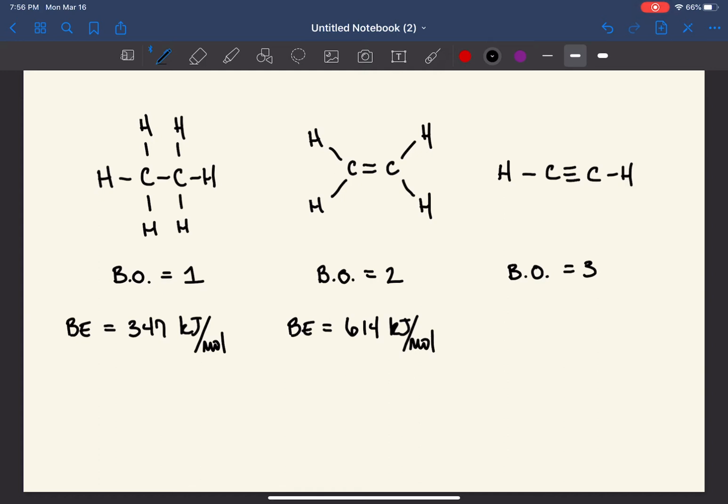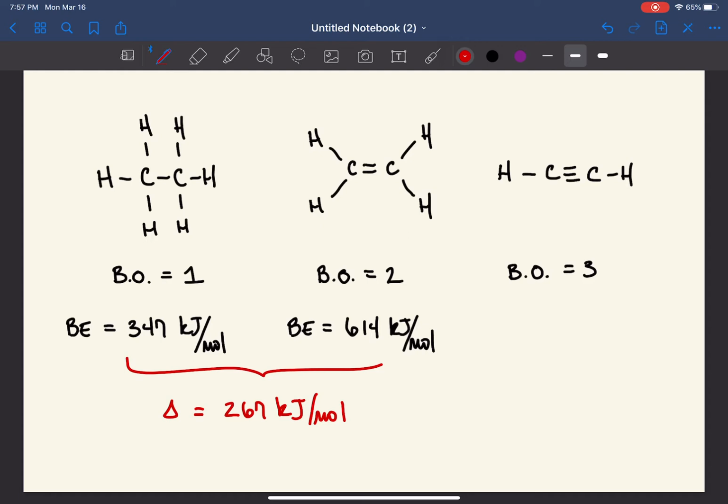Okay, so it's important to note that the double bond, something with a bond order of two, is going to have a higher bond energy, right? You're going to have to break two bonds instead of one, so it's going to take more energy, but it's not double. And so it turns out that if we compare these two numbers, the difference between them is 267 kilojoules. So by adding the second bond, you're not doubling the bond energy.